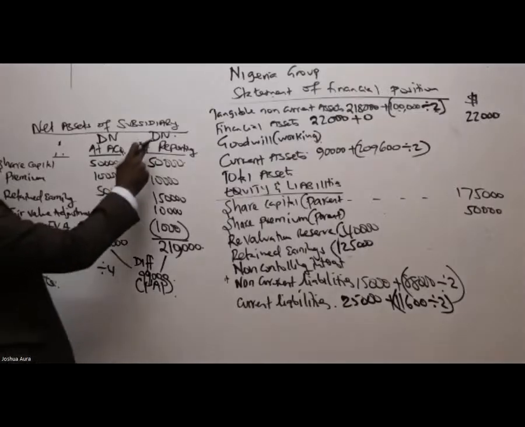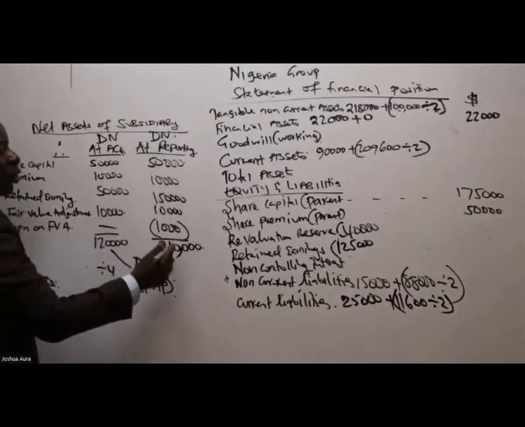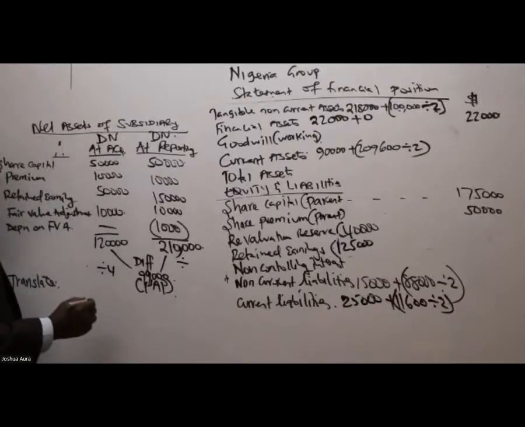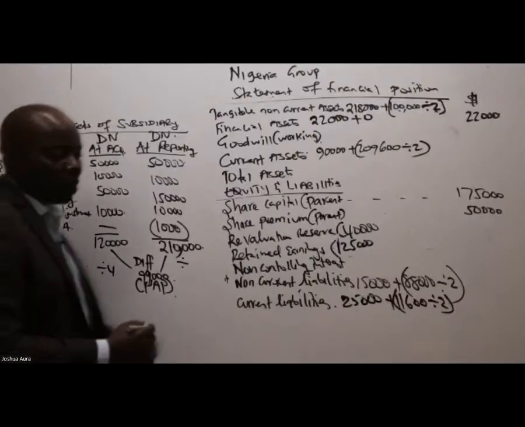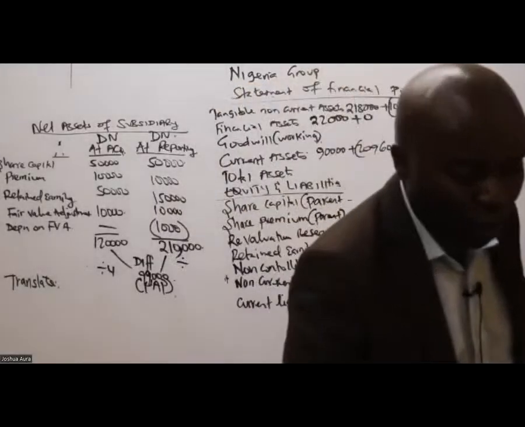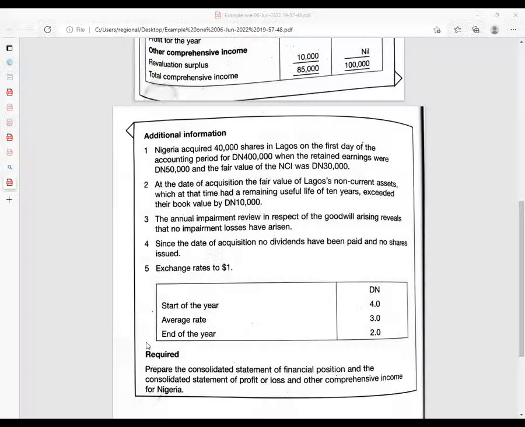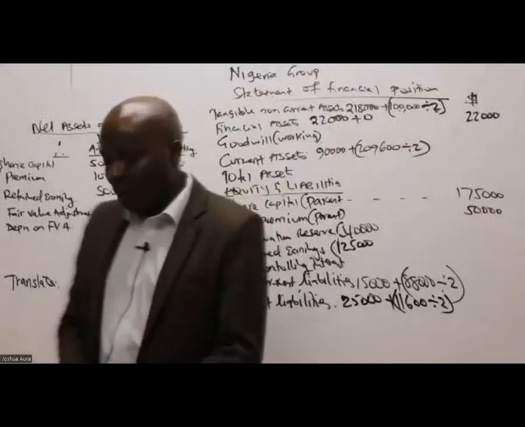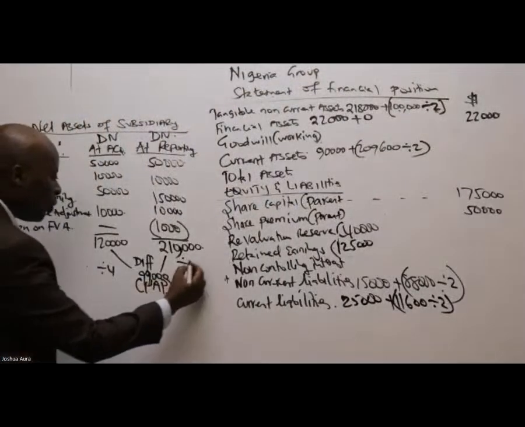And then we have net assets at reporting. So this one, use the closing rate. Do we have the closing rate? Oh, yes, we do. The closing rate we've been given here, they have given us end of the year. The closing rate is 2.